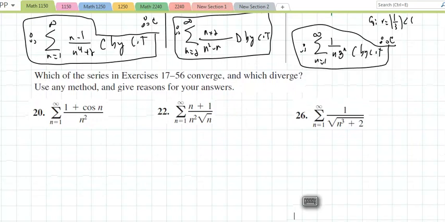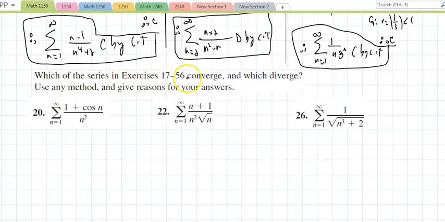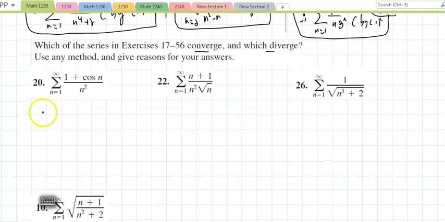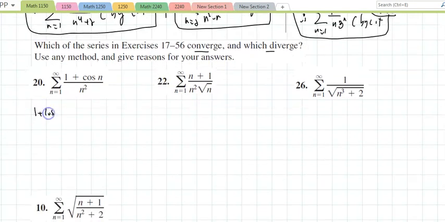And I picked 3 more just for practice. Here it says use the series. Which of the series converge and which diverge? You could use any method you like. That's how it's going to be on the exam. So when I glance at this, I'm looking at 1 plus the cosine of n.